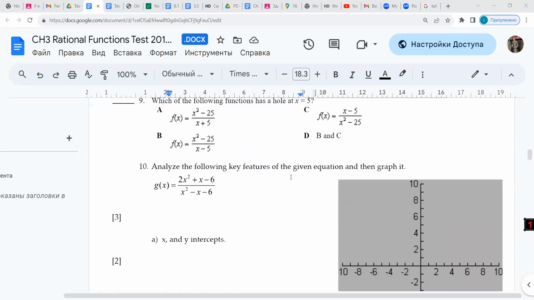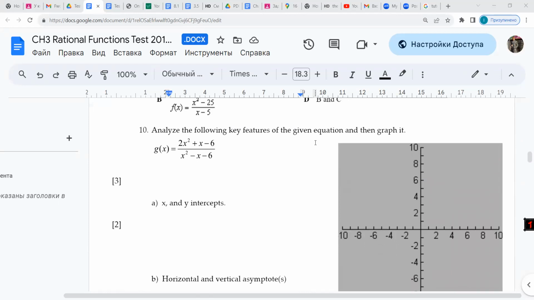Analyze the following key features of the given equation and then graph it. So 2x squared plus x minus 6 over x squared minus x minus 6. Moving on, question A, x and y intercepts.